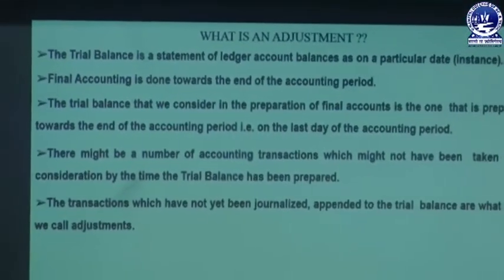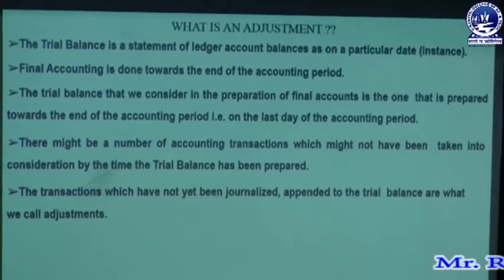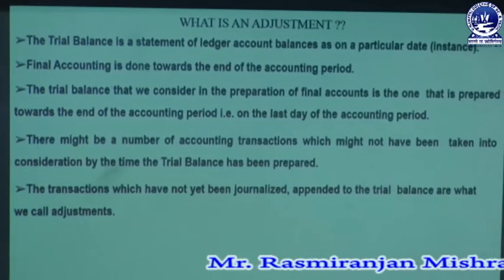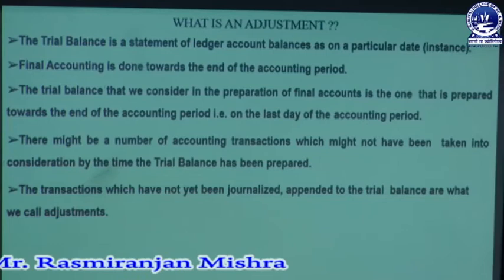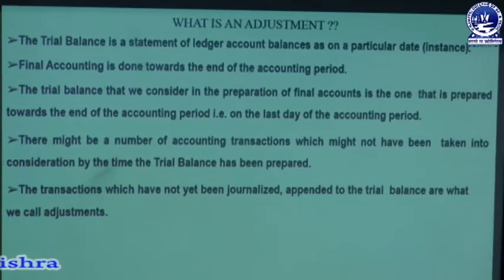Already we have discussed some of the adjustments in our previous class. Now we are going to discuss the other parts relating to different items of treatment at the time of preparing final accounts. So first I am going to remind you again what an adjustment is. The trial balance is a statement of ledger account balances as on a particular date. Final accounting is done towards the end of the accounting period. The trial balance that we consider in the preparation of final accounts is the one prepared towards the end of the accounting period, generally on the last day.